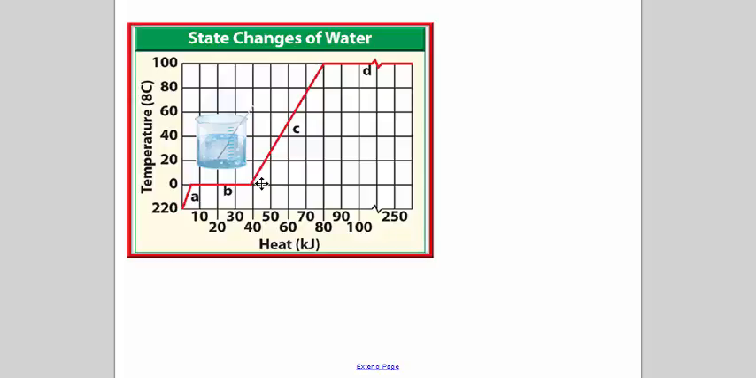Then once it's all in a liquid state, we're still adding heat energy, so it's causing the temperature to rise. And when we get up here to 100 degrees Celsius, that's where water boils. Notice again that there is no change in temperature, so what's happening here at D is that we're changing from liquid to gas. And notice that it takes a lot more energy to go from liquid to gas. Now we could have a cooling curve, which would basically be just this graph flipped.